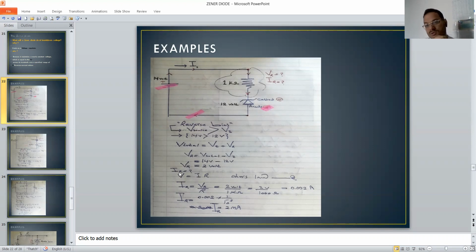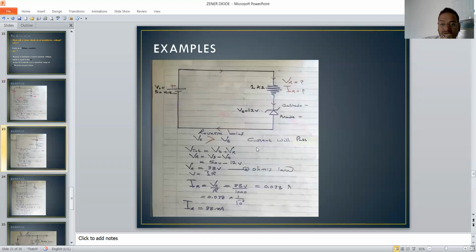After that, to calculate the reverse current in the circuit, we must use Ohm's law. Voltage equals current times the resistance, because of that we can calculate the current at this resistance: equals the reverse voltage or breakdown voltage divided by the resistance. Resistance, like I said, is 1 kilo ohm, that means 1000 ohm. 2 volt divided by 1000 ohm equals 2 times 10 to the minus 3 ampere, or 2 milliampere.